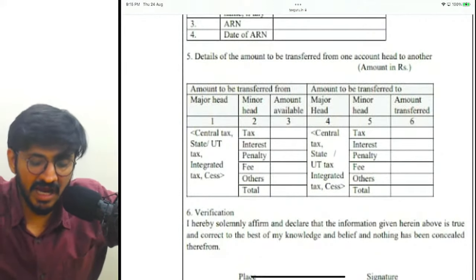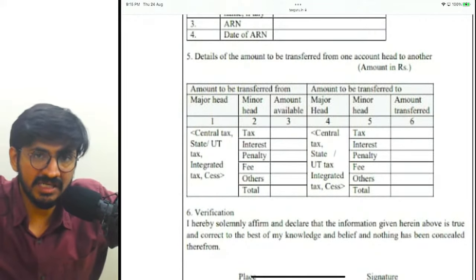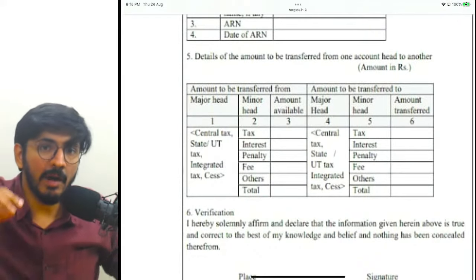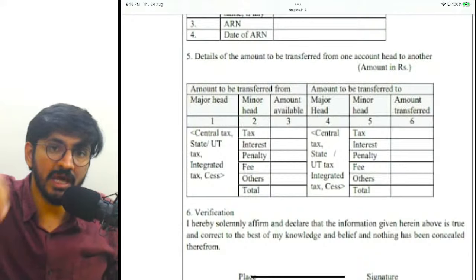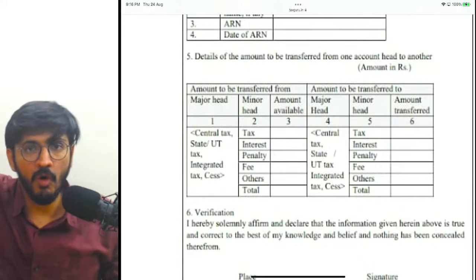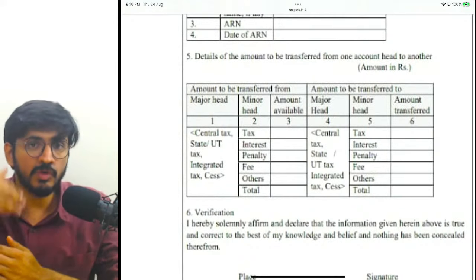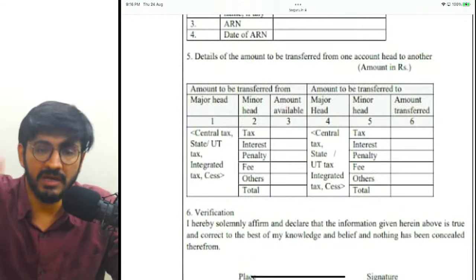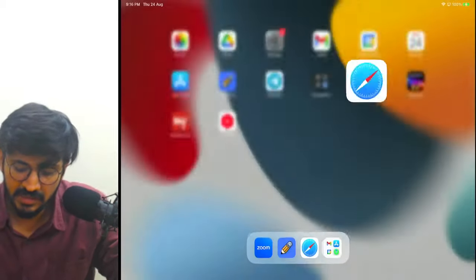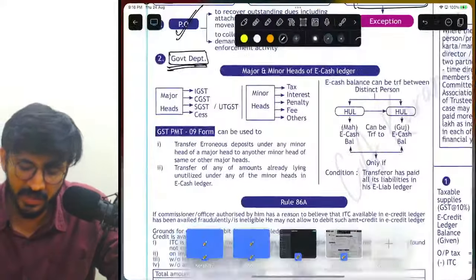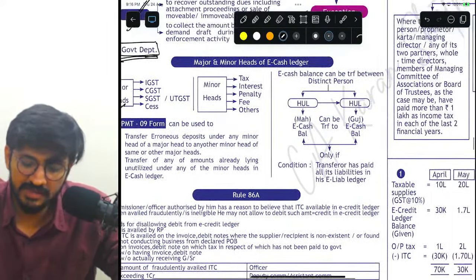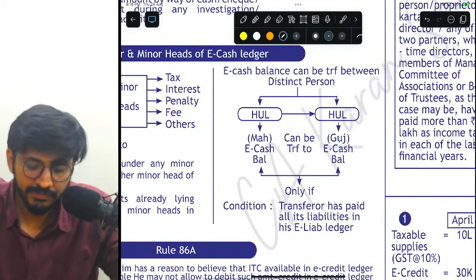So the government then changed the IT portal and created the GST PMT-09 form. Because of that, now any amount in cash can be transferred to any other amount in cash. Any amount in any major head or minor head can be transferred to any other major head or minor head. Absolutely, without any hesitance, with full confidence. Is that very clear, my dear friends? Yes, that is so correct.